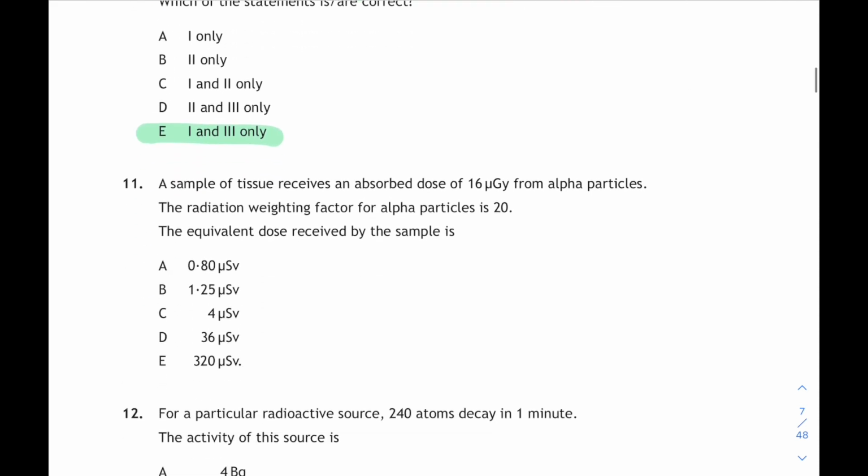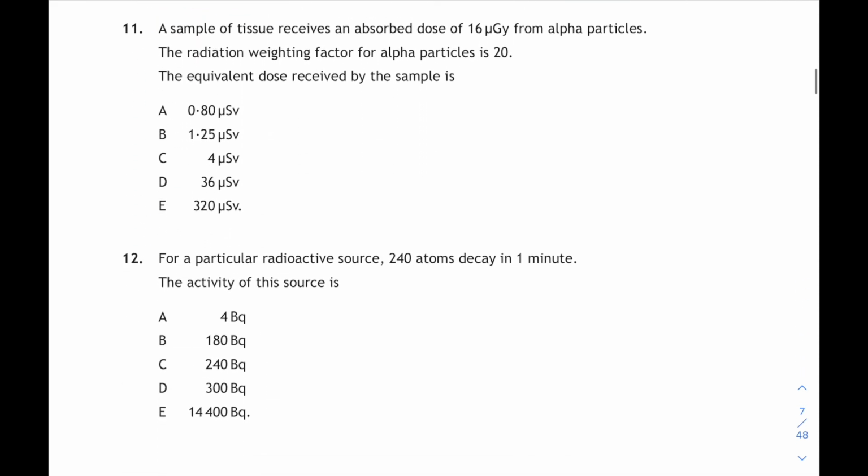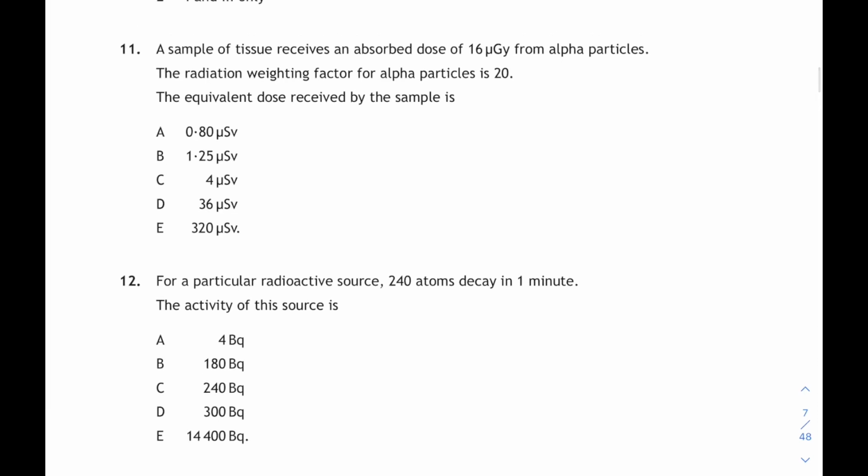Question 11. A sample of tissue receives an absorbed dose of 16 micrograys from alpha particles, and the radiation weighting factor for alpha particles is 20. So the equivalent dose received by the sample is, well, we need our relationship here, H equals D times the radiation weighting factor, that's D w R. The dose was 16 micrograys, and the radiation weighting for the alpha particles is 20.